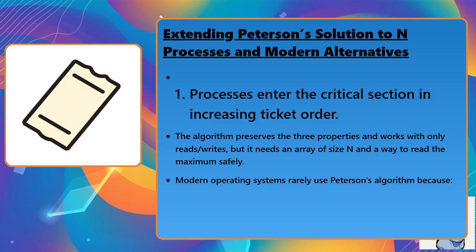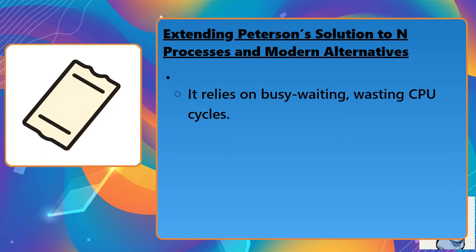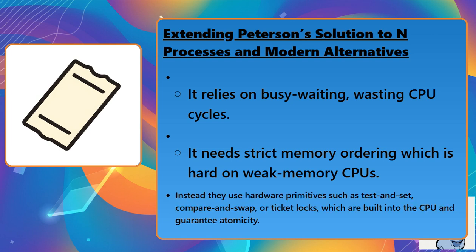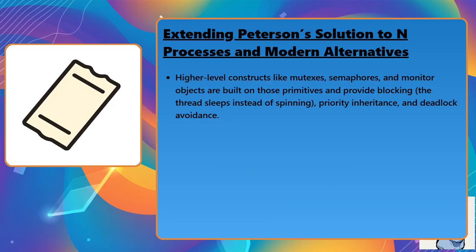Modern operating systems rarely use Peterson's algorithm because it relies on busy waiting, wasting CPU cycles. It needs strict memory ordering, which is hard on weak memory CPUs. Instead, they use hardware primitives such as test-and-set, compare-and-swap, or ticket locks, which are built into the CPU and guarantee atomicity. Higher-level constructs like mutexes, semaphores, and monitor objects are built on those primitives and provide blocking, where the thread sleeps instead of spinning, priority inheritance and deadlock avoidance.